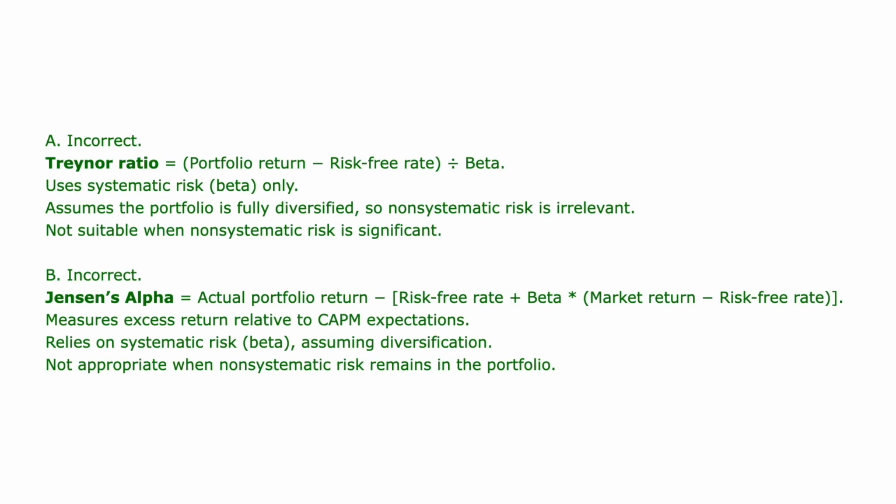A. Treynor ratio uses systematic risk only, beta. Assumes portfolio is fully diversified, not suitable when non-systematic risk remains. B. Jensen's alpha also relies on beta, systematic risk, assuming diversification, not appropriate for portfolios with significant non-systematic risk.